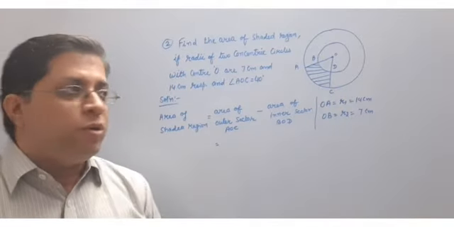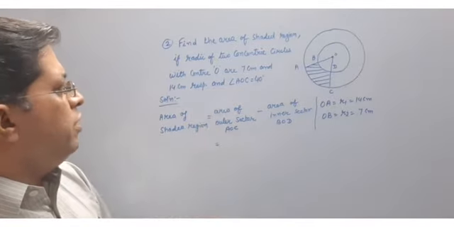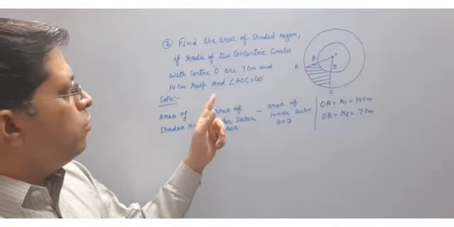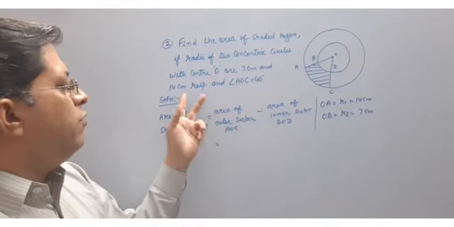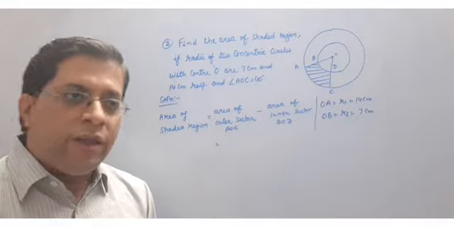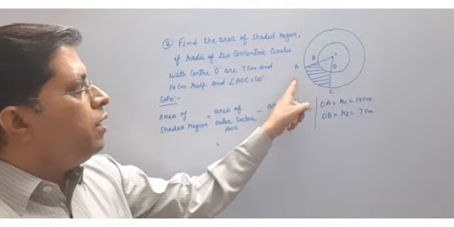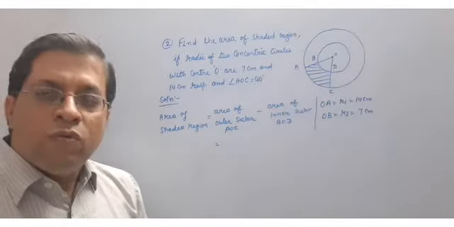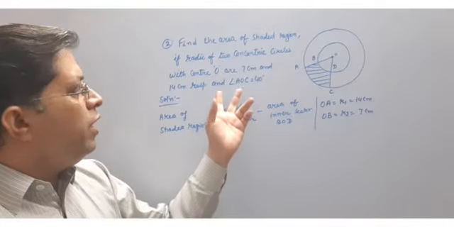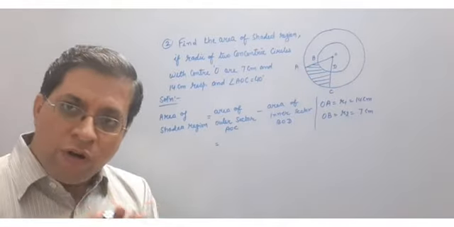Yes, question number 2: find the area of the shaded region if the radii of two concentric circles with center O are 7 centimeter and 14 centimeter respectively, and the angle AOC is given to you as 40 degree. What you have to find is this shaded area. Actually, what is the shaded area?